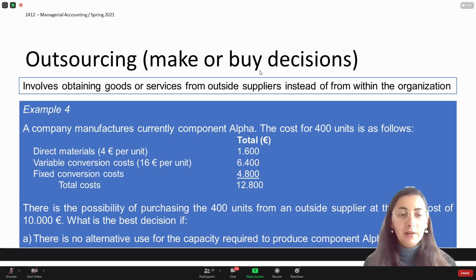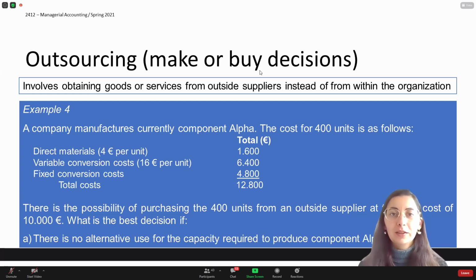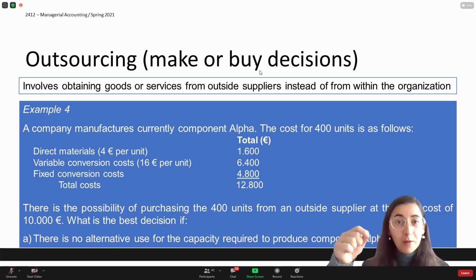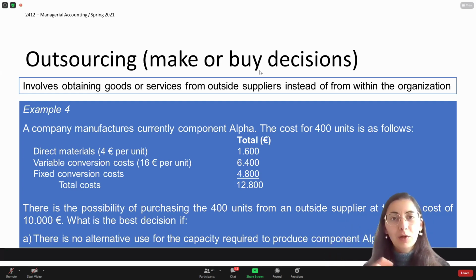16 euros. Do you remember what conversion costs are? Anyone remembers from last week? The costs that were necessary to convert into the final product. Which includes what types of costs? We have there, Frederick, direct labor plus manufacturing overheads. So we have prime costs, direct materials plus direct labor, and then we have conversion costs, which is direct labor plus manufacturing overheads. And then we have fixed conversion cost of 4,800.